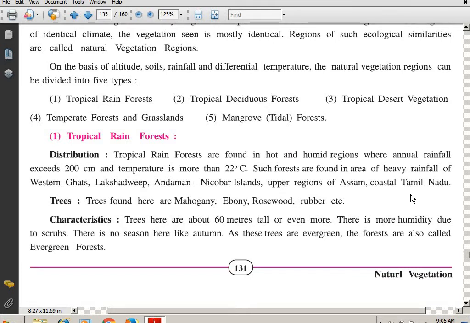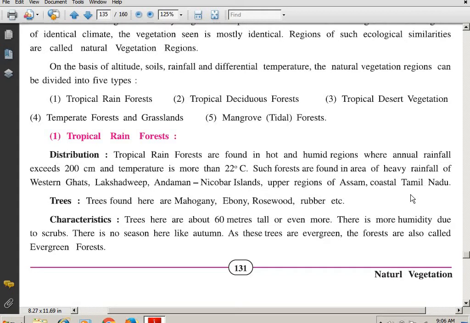Suppose in 1 mark the question is asked, in which places do you find the tropical rainforests? What will your answer be, students? Such forests are found in areas of heavy rainfall such as Western Ghats, Lakshadweep, Andaman Nicobar Islands, upper region of Assam and coastal Tamil Nadu. So students, that is the distribution.